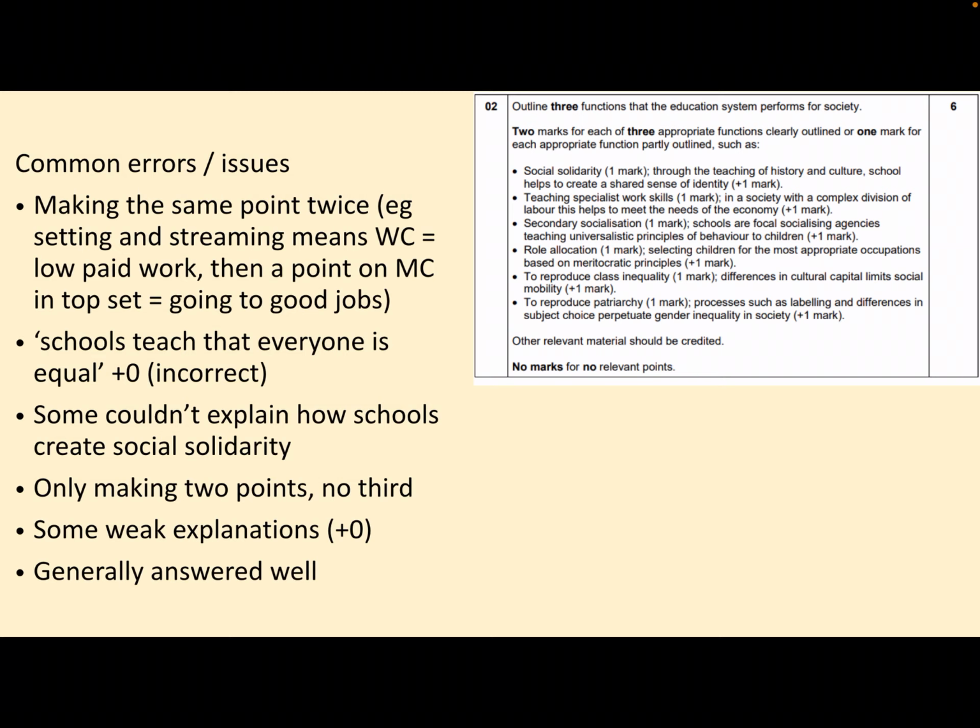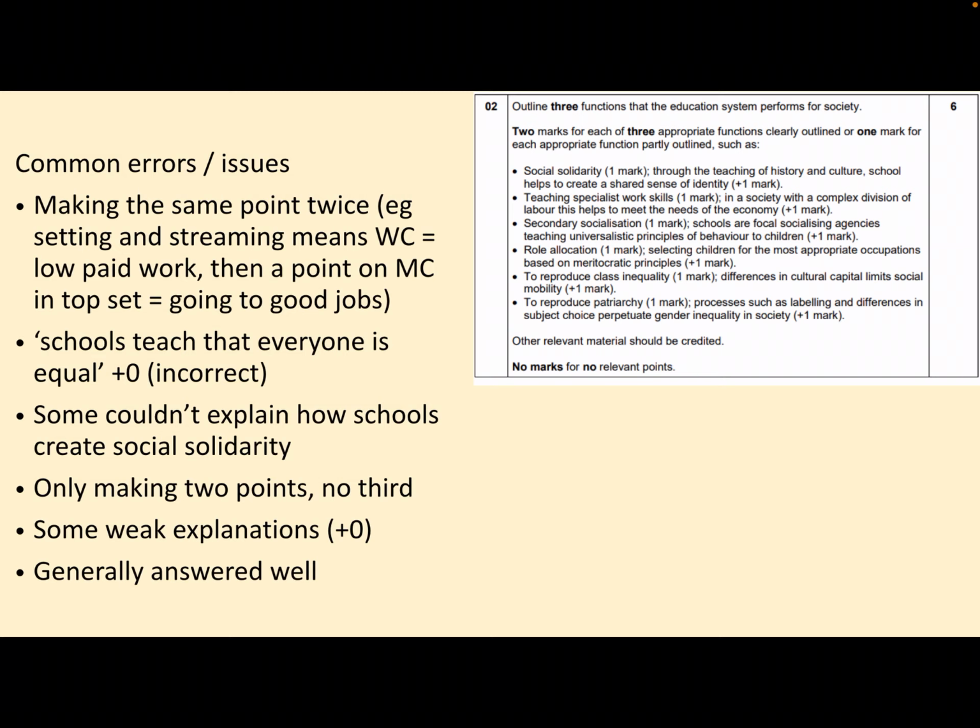So there seemed to be a bit of an issue of not being aware of 3 functions of the education system. Many of you only seem to be aware of 2, or could only write about 2. One that came up quite often in terms of making the same point twice was saying, on one point, setting and streaming means the working class get low paid work, which is role allocation. And then you do another point saying the middle class get filtered into good jobs because they go into top sets. That's basically the same point, so I can't give you this credit twice, but I'd have credited the stronger one.